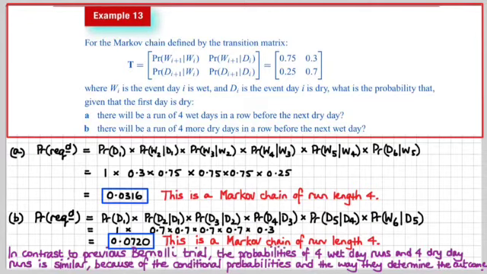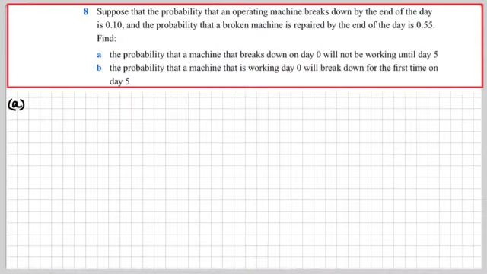Now, in contrast to the previous Bernoulli trial, the probabilities of 4 wet day runs and 4 dry day runs are similar because of the conditional probabilities and the way they determine the outcome. Yeah, I think that's fair enough. Do you agree? Yeah. Now, what have we got here?